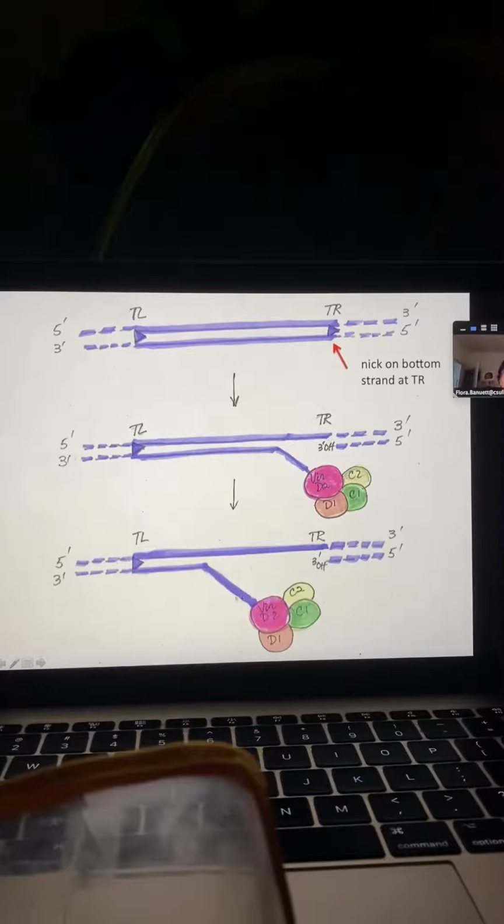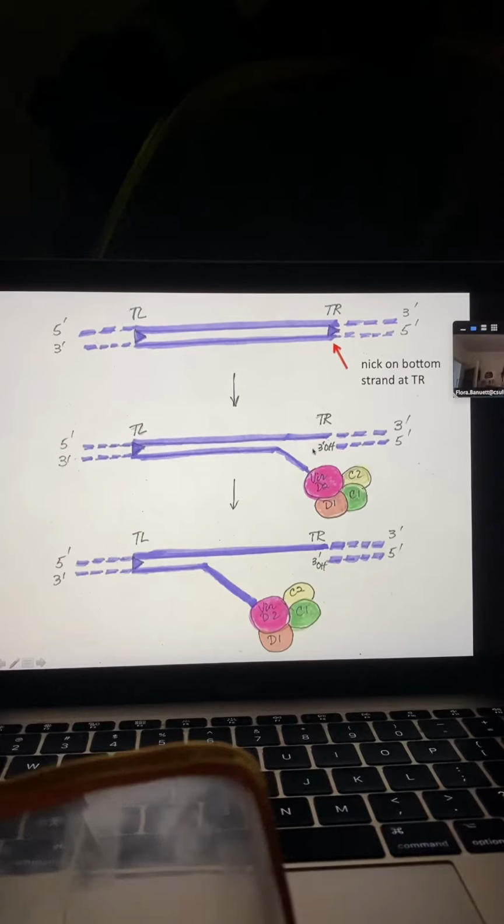Peels away this bottom strand. Okay, start moving to get to TL. Remember, when you cut, you have a 5' and a 3' hydroxyl group. And who is going to recognize this 3' hydroxyl group? DNA polymerase. You cannot have this stuff without being single-stranded.